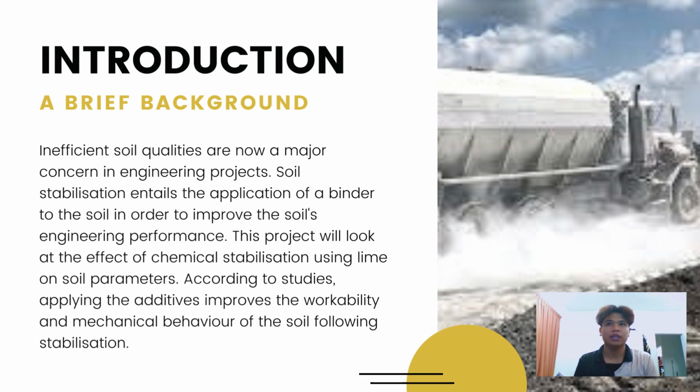For the introduction, efficient soil qualities are now a major concern in engineering projects. Soil stabilization entails the application of a binder to the soil in order to improve the soil's engineering performance. This project will look at the effect of chemical stabilization using lime on soil parameters. According to studies, the additive improves the workability and mechanical behavior of the soil following stabilization.